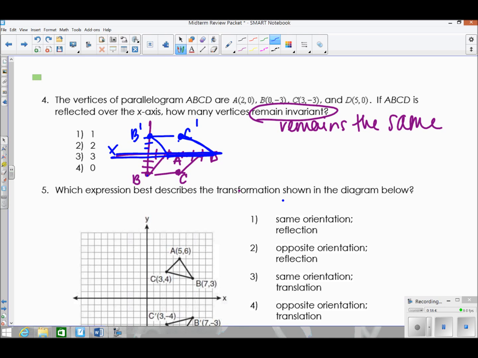So basically, how many points remain invariant? Well, how many points stayed the same? There are 2. There's a point here and there's a point here.